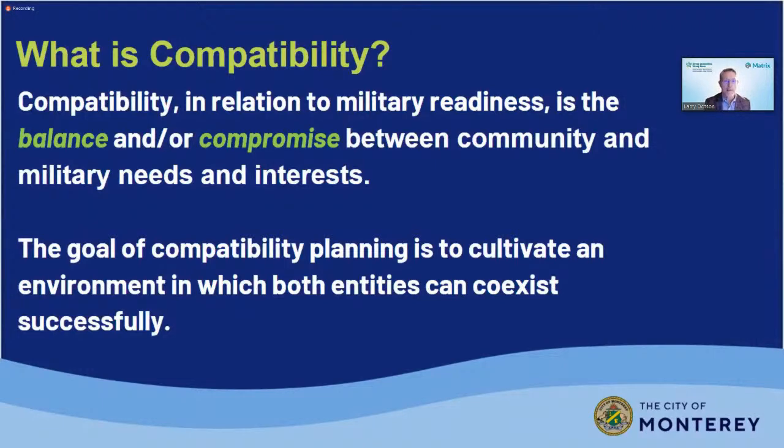So the goal of the study is to promote a more active partnership and a more amicable environment between military bases and surrounding communities. For the city of Monterey, that is not a problem. Monterey is one of the exceptions. It is one of the leaders in partnership with both the Presidio and the Naval Support Activity. But that is not always the case when we look at these projects across the nation.